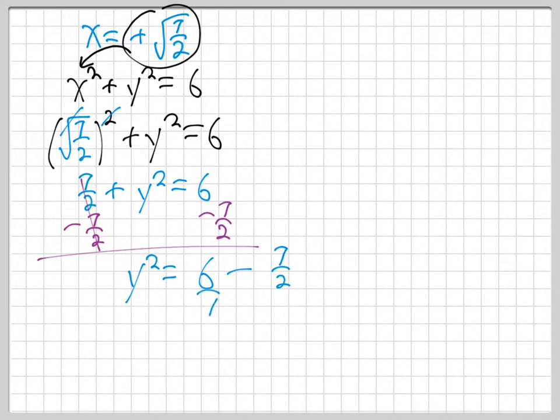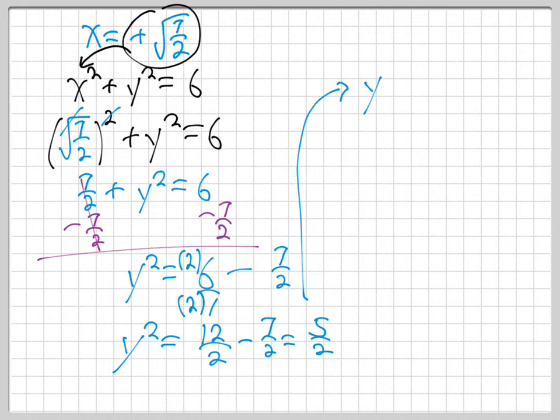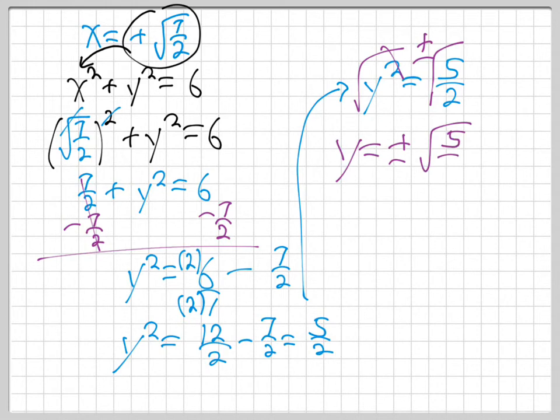Here we go again. Put this over 1. Top and bottom by 2. Common denominator. 12 halves. That's just a fancy way of writing 6. Minus 7 halves. 5 halves. So bring it up here. So y squared is 5 halves. You know the deal. Roof on the house, up and down the ladder, right? Plus or minus. So y is plus or minus root 5 halves.